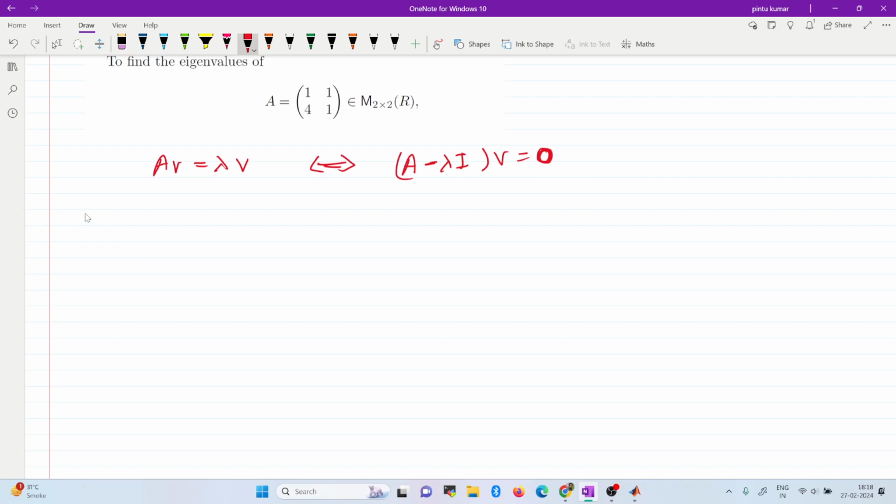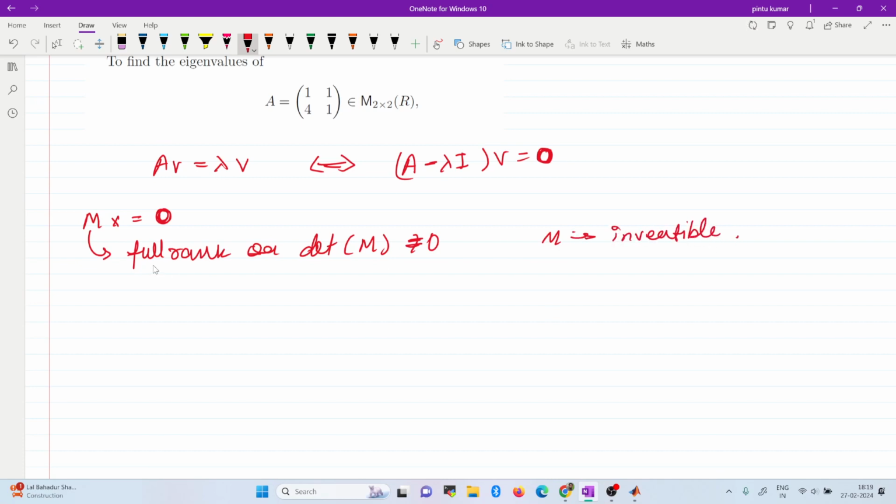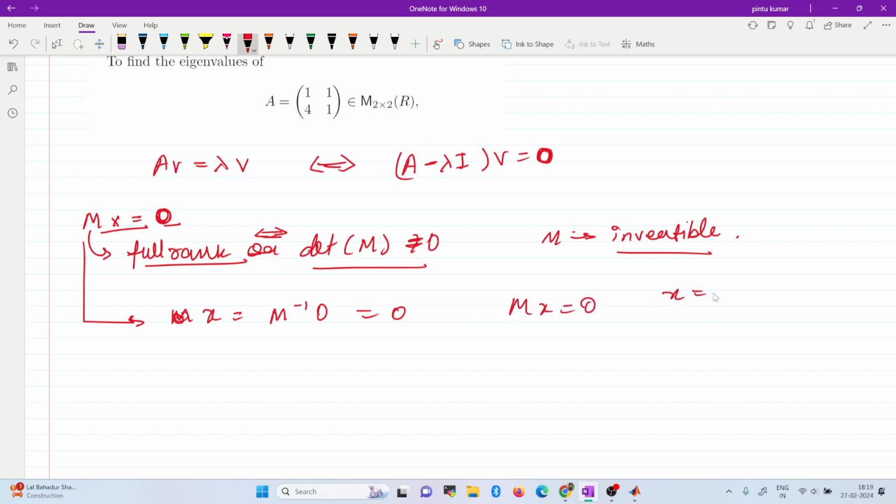let's say Mx is equal to 0, if your M matrix was full rank, or what I mean is, let's say if the determinant of M is non-zero, then my M matrix is invertible. Let's say I am trying to solve Mx is equal to 0 and my matrix M is full rank, or it is similar to saying that the determinant of M is non-zero, then it means that my M is invertible. So if my M is invertible, what does that mean? That my x is equal to M inverse of 0, which is 0. So if the determinant of M is non-zero, the only solution that Mx is equal to 0 can have is x is equal to 0.